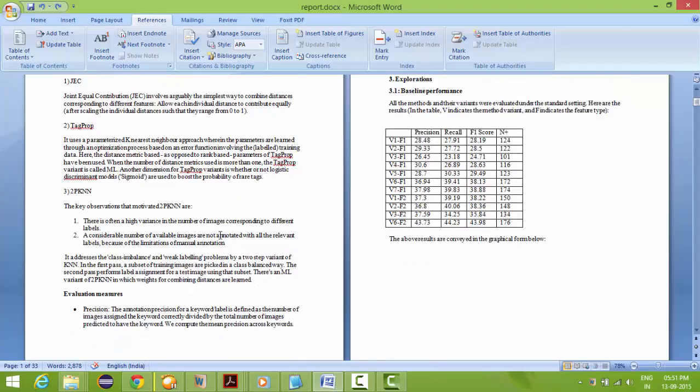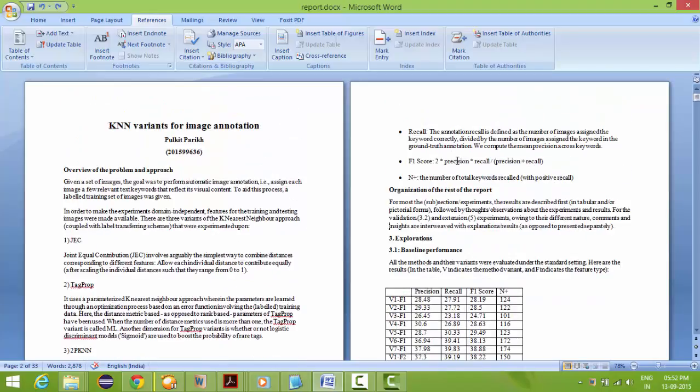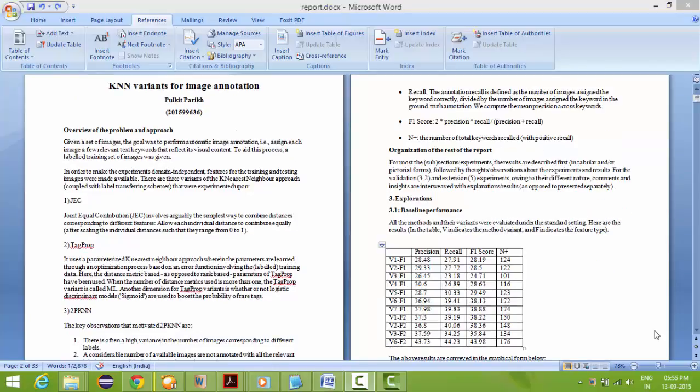For this assignment, the evaluation measures used are precision, recall, F1 score, which combines precision and recall, and N+. Let me jump straight to the experiments now, starting with the baseline performance experiment. Here, all the methods and their variants were evaluated under the standard setting.